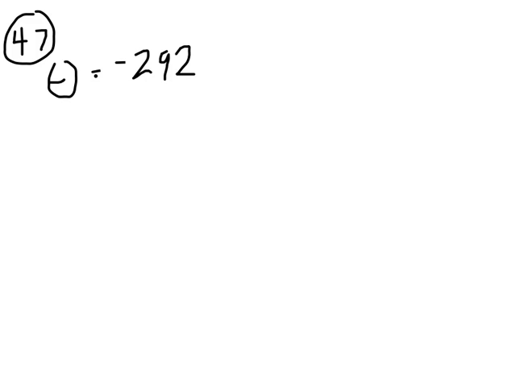We're going to start with number 47. Theta is negative 292 degrees, and they want me to find the reference angle, theta prime, and sketch it in standard position. Now, for most people, it's always easier to think in degrees. So if I go 292, remember I'm going in the negative direction. 292 is bigger than 180, so I know I'm going to keep going around here.